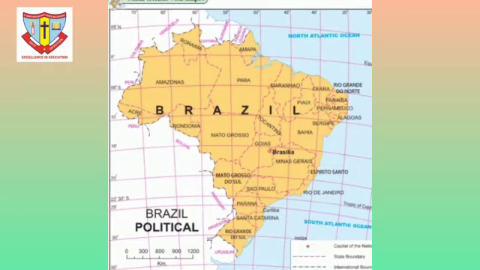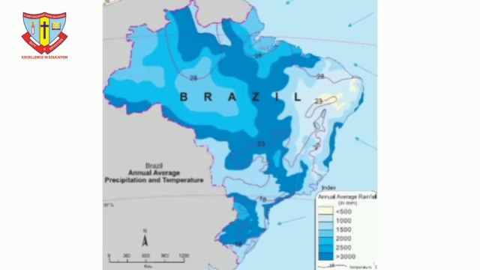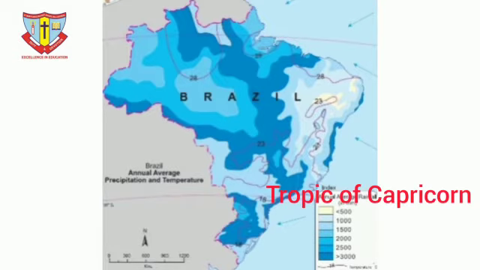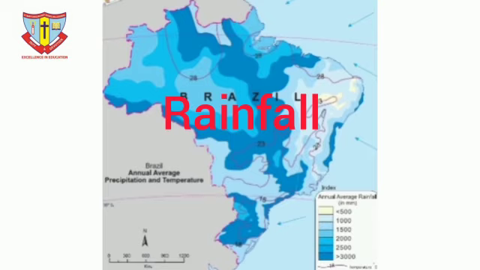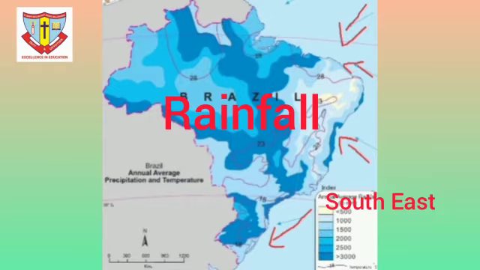Brazil. Because of the vast latitudinal extent of Brazil, it experiences a wide range of climatic variations. For example, near the equator it is hot, while a temperate type of climate is found near the Tropic of Capricorn. Brazil gets rainfall from the southeast trade winds and the northeast trade winds.